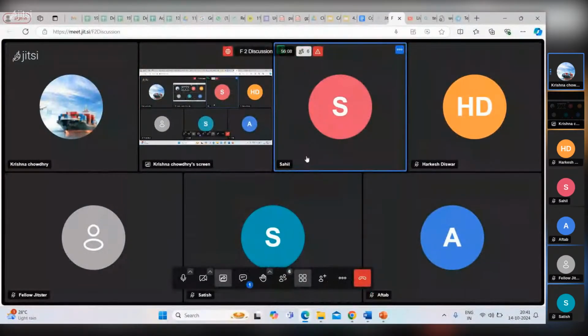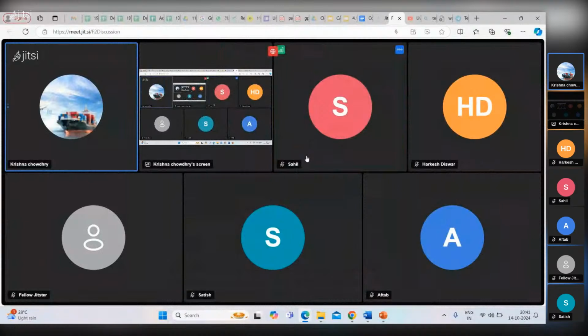Okay, so the questions, some questions of reefer containers and all we already discussed. Then tomorrow, once we finish the IMDG code, we will discuss the questions for the IMDG code. Okay.